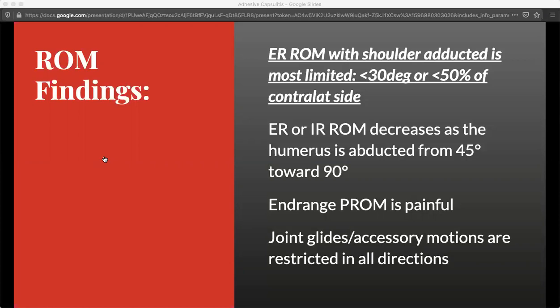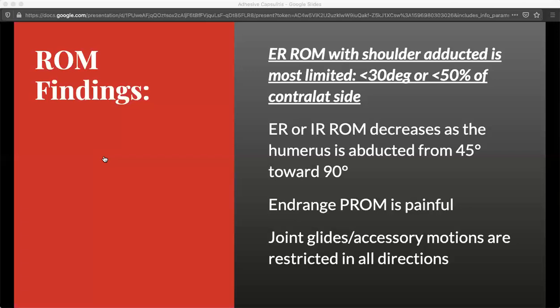Some of the other things that you'll also find is that as you go from 45 to 90 degrees, the external rotation decreases. So say here it's only 20 degrees. As you go up a little, you get a little more range. So at 45 degrees, you may get 50 degrees. But as you go up to 90-degree abduction, that goes back down to say 40 degrees or 30 degrees. That gives you a clue and directs you more towards the diagnosis of frozen shoulder. Same happens with internal rotation range of motion.